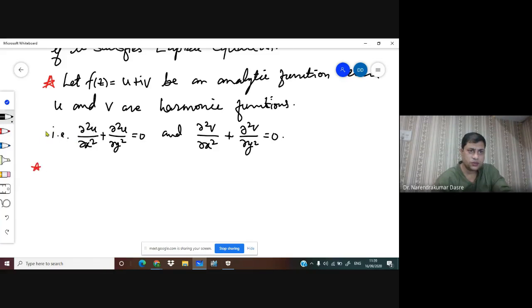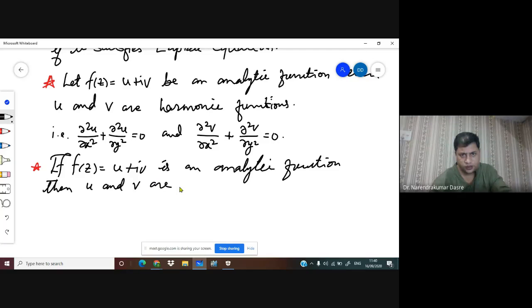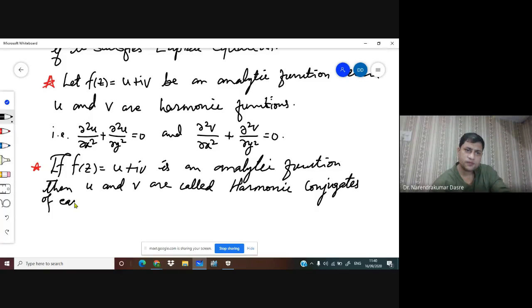So if f of z is equal to u plus iv is an analytic function, then u and v are called harmonic conjugates of each other.